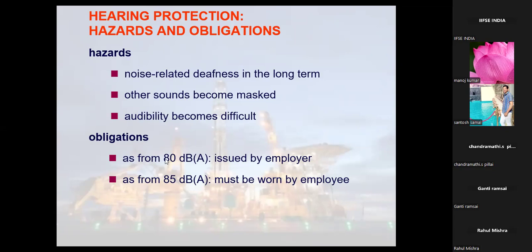Now the obligation is from 80 dBA. The PPE for ear protection has to be given by the employer. It should not be like 85 dB or 90 dB or 95 dB only. The standard says that if the sound level is 80 plus dBA, then earplugs should be issued by the employer. As far as 85 dBA, it must be owned by the employee. So this is the normal standard for your hearing at the site. If it is more than 85 dBA, then you need to wear the hearing protection.